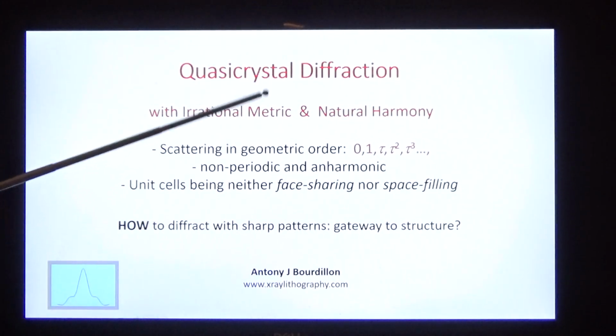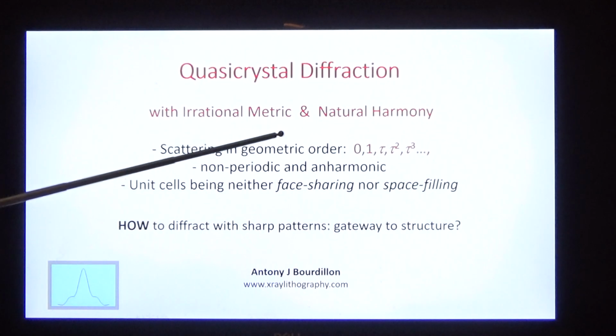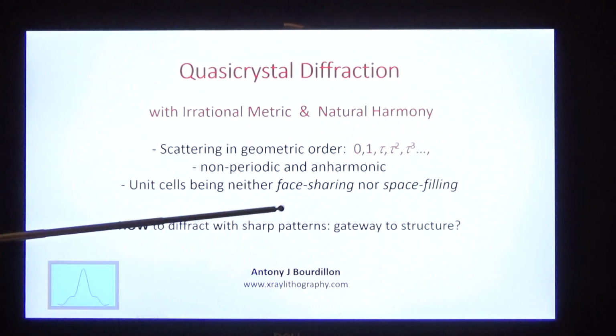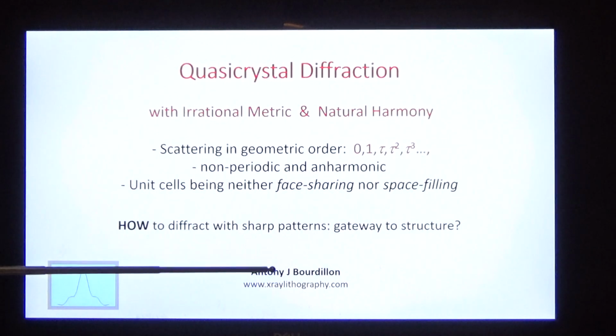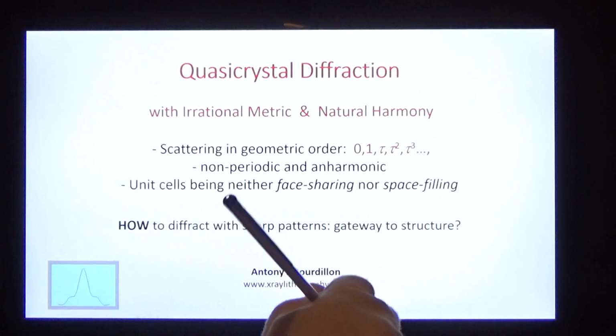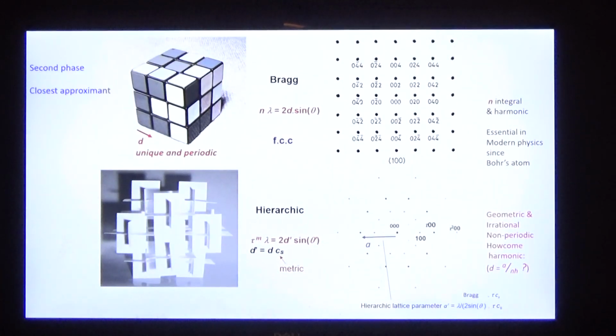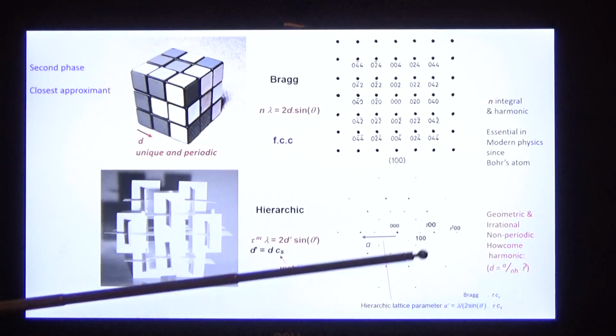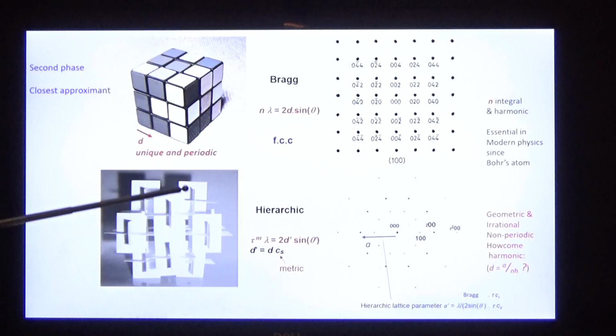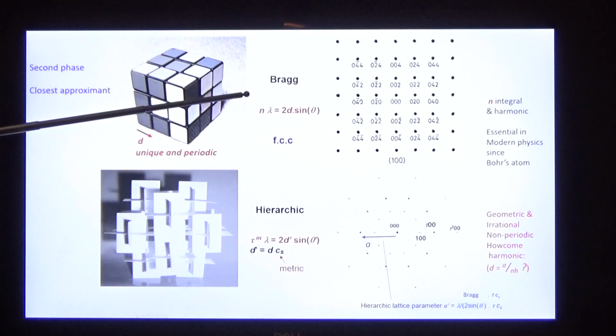Quasi-crystal diffraction with an irrational metric and natural harmony. It's not a crystal, so how does it diffract? When the aluminium alloy melt is rapidly quenched, it produces several phases. The second phase is crystalline.